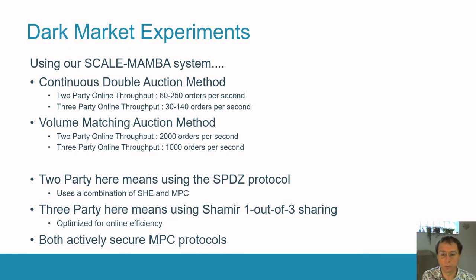And using the system that we developed in Leuven, we're able to process a reasonable number of calculations. If you follow the course, in later lectures you'll see what we mean by the speed protocol. You'll see what we mean by Shamir 1 out of 3 sharing. But if we did what's called a volume matching order, we can process thousands of orders per second. Or if we did the traditional, what's called a continuous double auction method, we can process hundreds of orders per second.